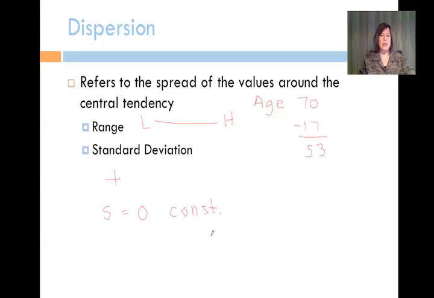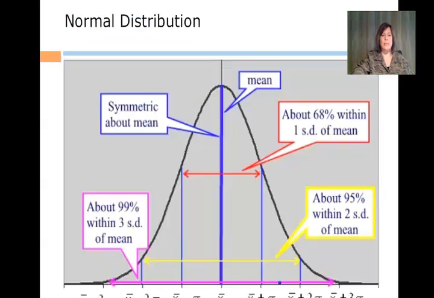And let's look a little bit more at standard deviation. So this is a picture of a normal distribution. And the standard deviation allows us to reach some conclusions about specific scores in the distribution.